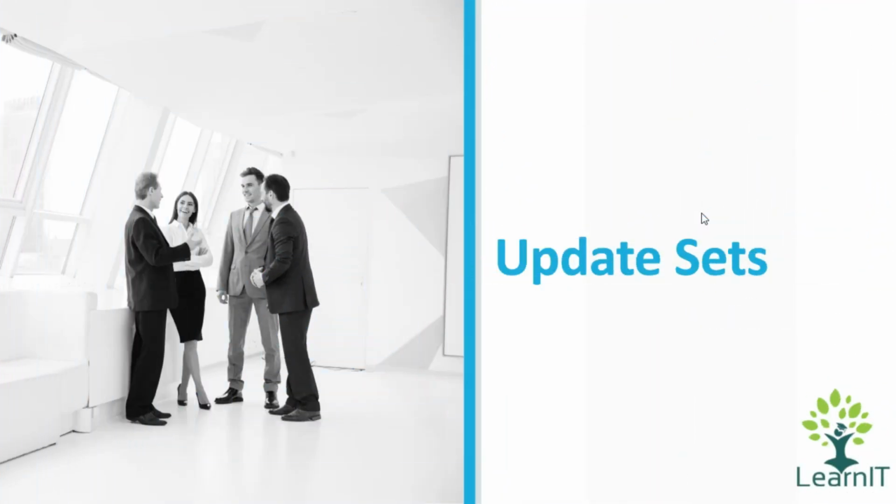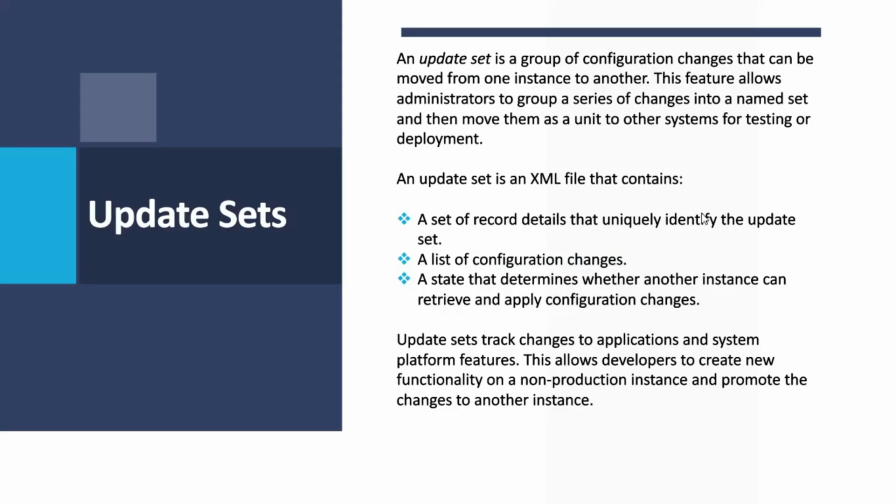Today I will be talking about update sets. So what is an update set? It is a group of configuration changes that can be moved from one instance to another. This feature allows administrators to group a series of changes into a named update set, and then we can move it as a unit to another system for testing or deployment in a UAT instance or production instance.